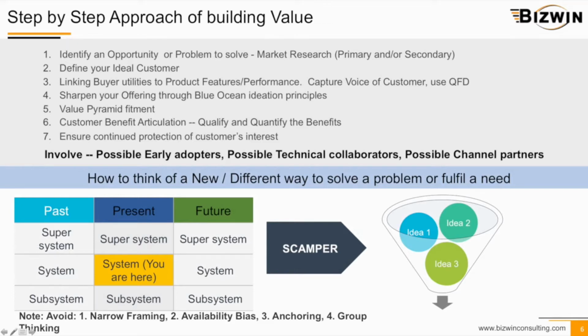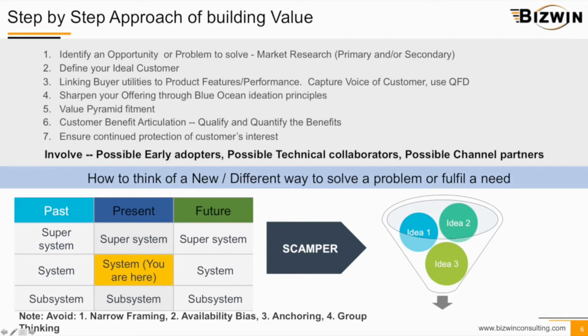Number 6 is customer benefit articulation. Now you have packed the value, you have provided the necessary elements which you believe will reinforce the value of your product, solution and service. You need to articulate it, qualitatively and quantitatively, so that the customer can understand and relate it to their relevance and context.